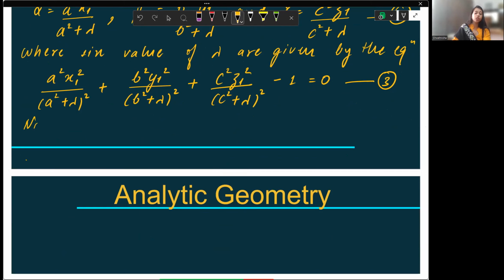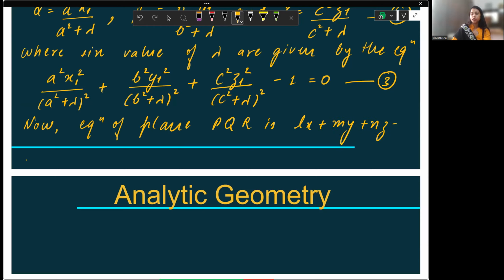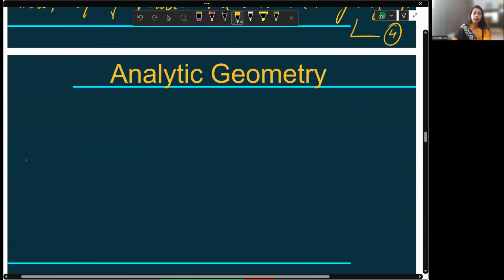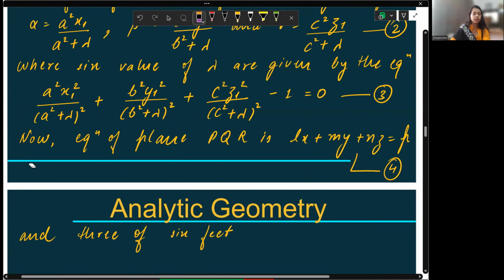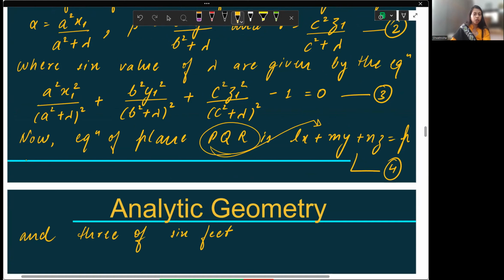Now, there is one more piece of information about the equation of a plane. Equation of plane PQR is Lx plus My plus Nz equals p. Right? That's 4. And 3 of the 6 feet. See, it's very easy now. This is the equation of plane PQR. That means P also lies on this plane, Q also lies on this plane, and R point also lies on this plane.